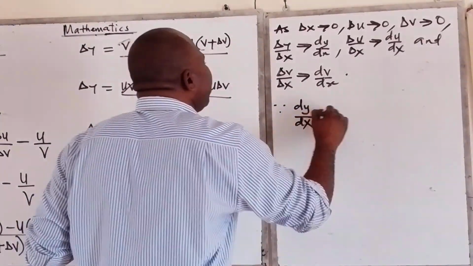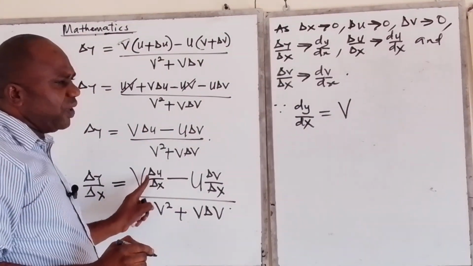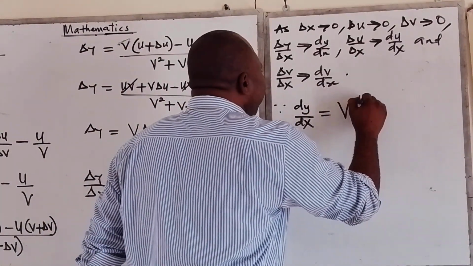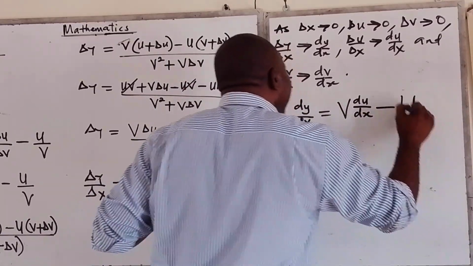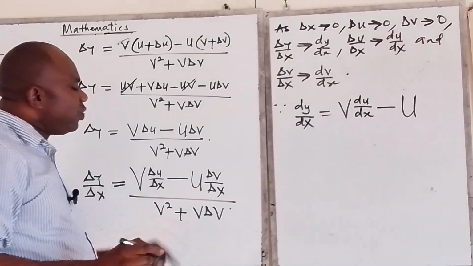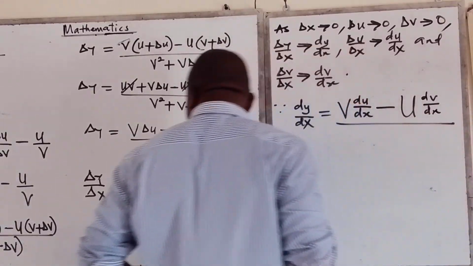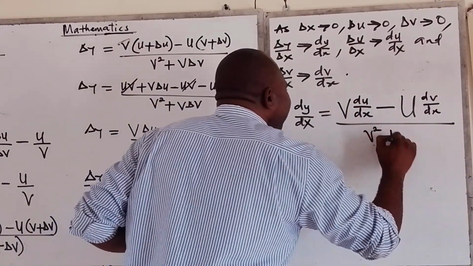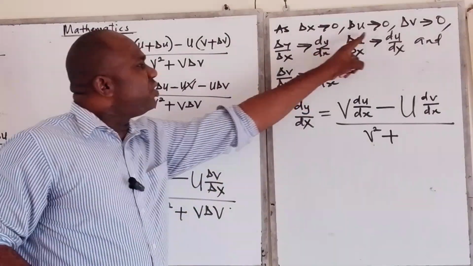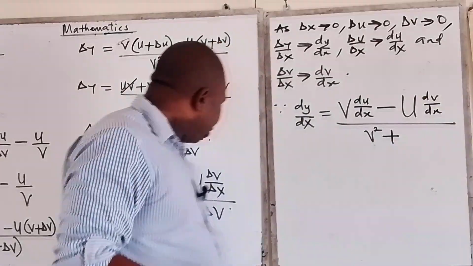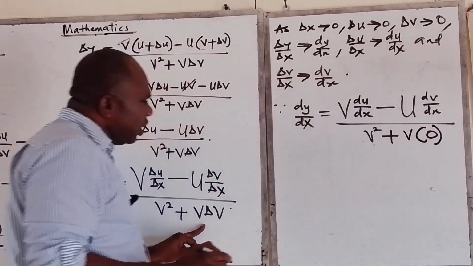So therefore, dy all over dx will be equal to, here we have v. Now this delta u all over delta x will limit itself to du all over dx. Here we have minus u. This delta v all over delta x will limit itself to dv all over dx, divided by, here we have v squared plus, now remember we said as delta x tends to 0, delta u tends to 0, delta v also tends to 0. So it means those delta v here, we'll have it as v in bracket 0 because delta v will also tend to 0.